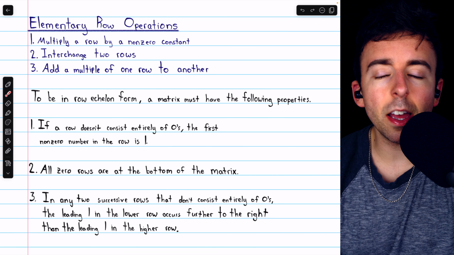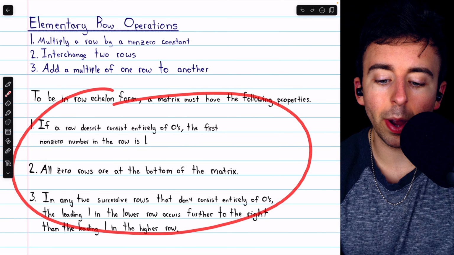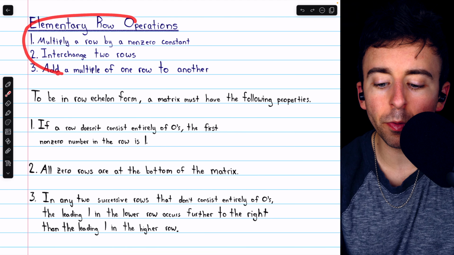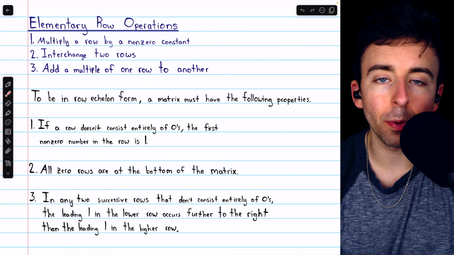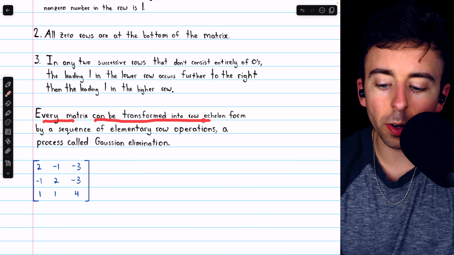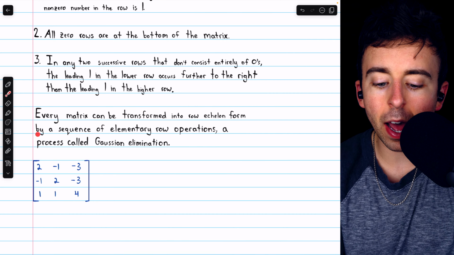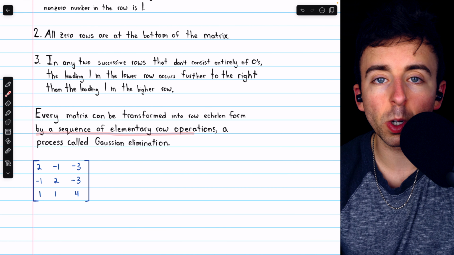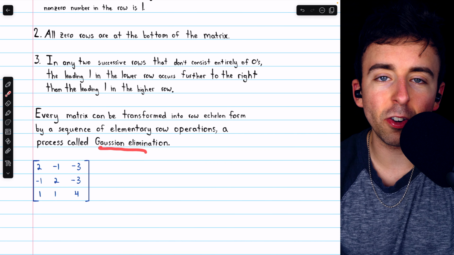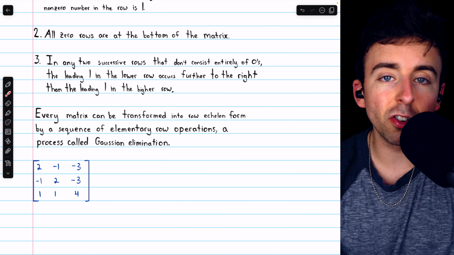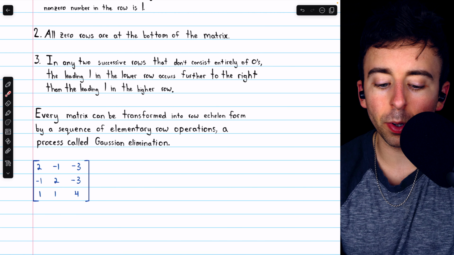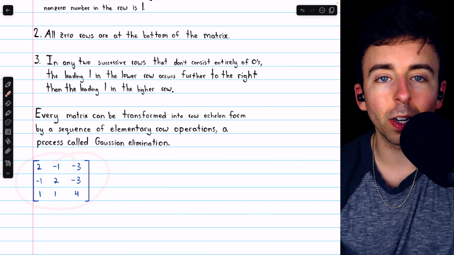Of course, typically a matrix will not be in this row echelon form, so again, to get it into that form, we must perform elementary row operations. And thankfully, every matrix can be transformed into row echelon form by a sequence of those elementary row operations, and this process is called Gaussian elimination. It's the way that we change a matrix into row echelon form. Let's go through an example with this 3x3 matrix here.